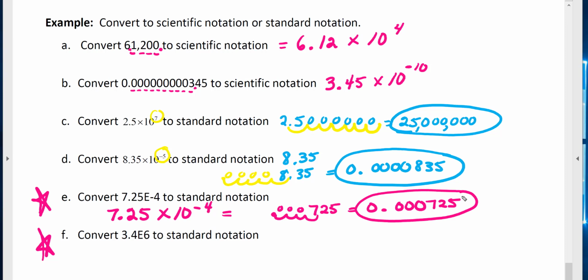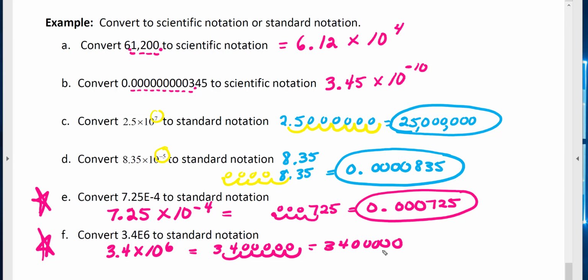Our last problem, 3.4E6. We can rewrite it as 3.4 times 10 to the 6th power. So I can rewrite 3.4, move my decimal place 6 places to the right since it's a large number, 1, 2, 3, 4, 5, 6, because the exponent is 6. And my final answer is going to be 3, 4, and 5 zeros. So it's going to be 3,400,000.